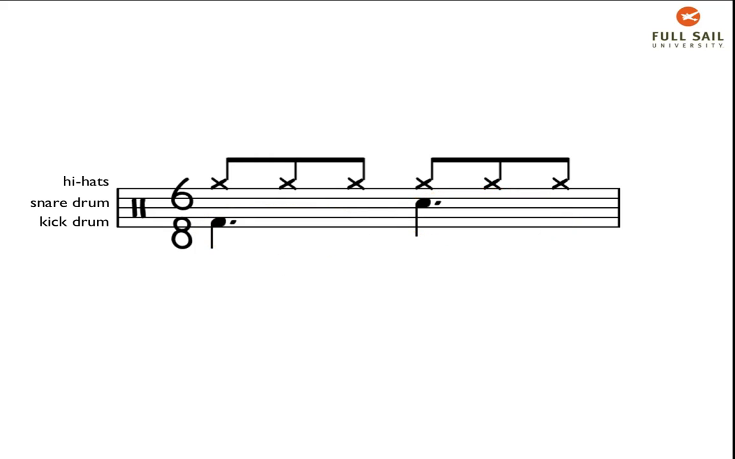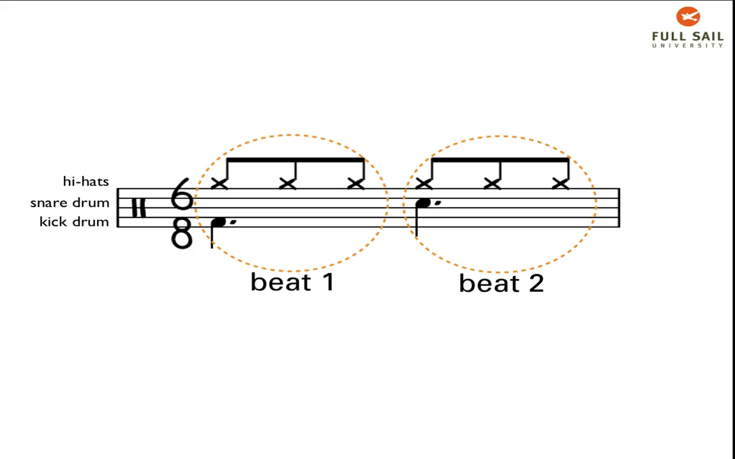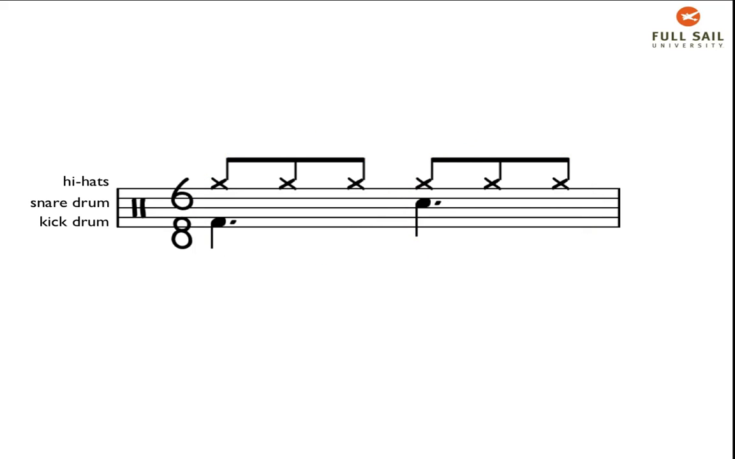Notice how the eighth notes in the hi-hat line are beamed. Just as in simple meter time signatures, notes should only be beamed together if they fall within the same beat, almost never across beats. By only beaming notes that fall within a common beat, it makes it much easier to see where the beats are. In this example, we can clearly see the 2 beats. Here's beat 1, and here's beat 2. The eighth notes are counted very differently in compound meter than they are in simple meter.